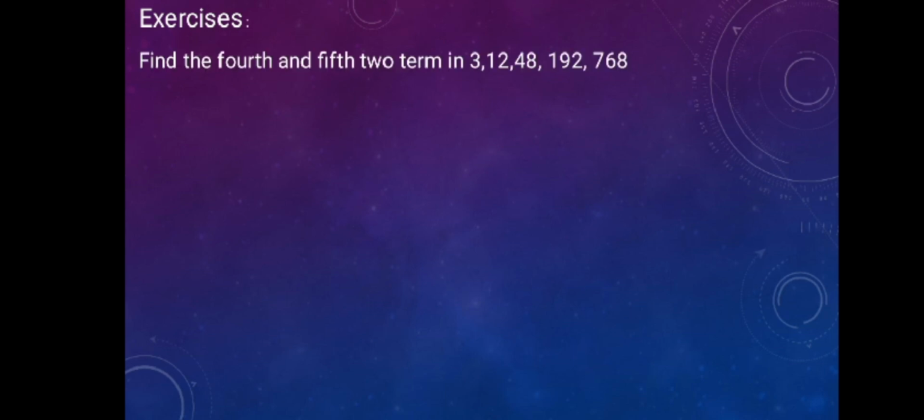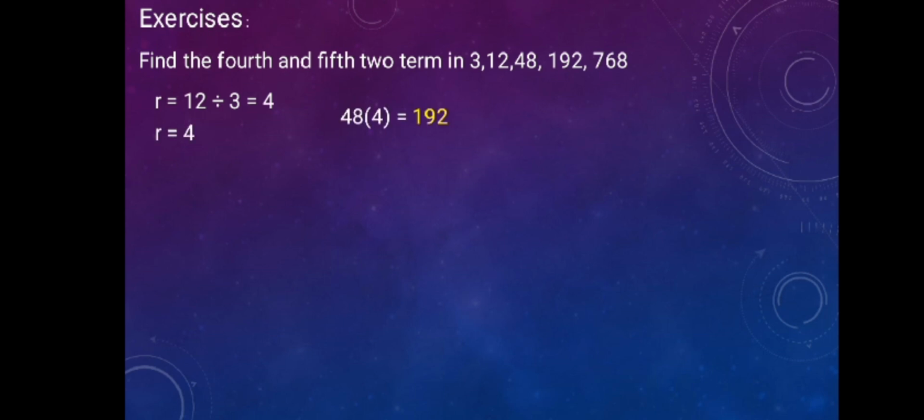Exercise. Find the fourth and the fifth term in 3, 12, 48, 192, and 768. So we need to find the fourth and fifth term. So 12 divided by 3 is equals to 4. So the common ratio is 4.